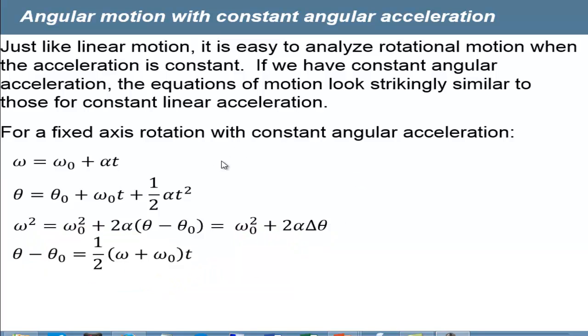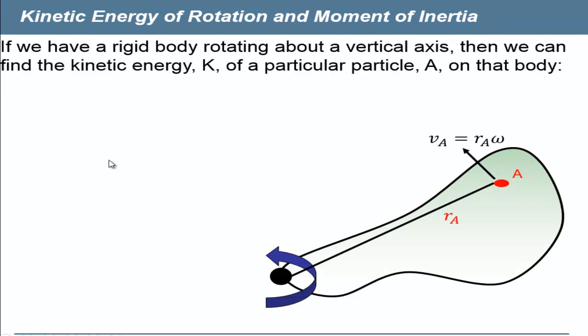So fundamentally what we need to remember are the same equations from chapter 2, in which x goes to theta, v goes to omega, and a goes to alpha.